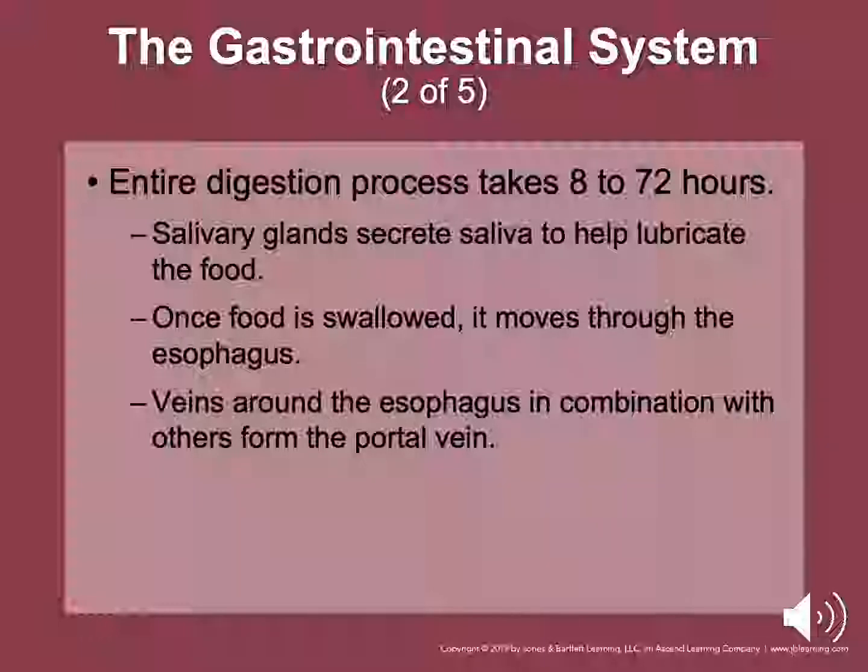The salivary glands secrete saliva to help lubricate the food. Once swallowed, food moves along through the esophagus, which pushes the food along using rhythmic contractions called peristalsis. The cardiac sphincter is designed to prevent food from backing up into the esophagus. Veins around the esophagus, in combination with others, form the portal vein. It transports venous blood from the GI tract directly to the liver for processing nutrients. If blood flow through the liver slows, blood may back up into the entire GI.